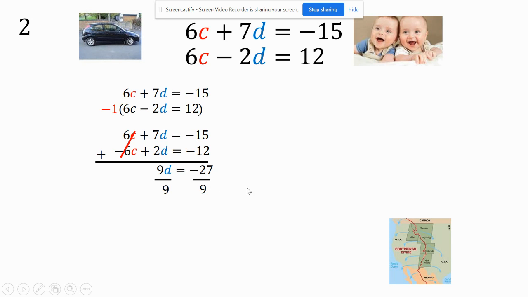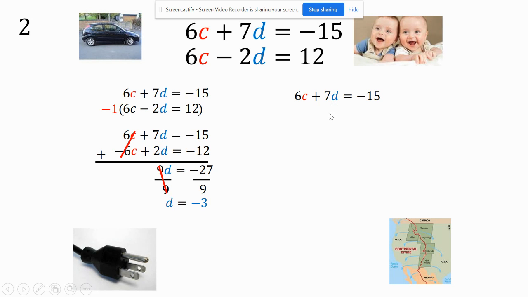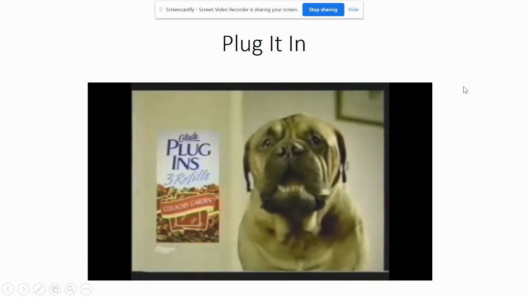Divide each side by 9. The sign popped up here, cancels out, so d is negative 3. So I know d is negative 3. So now I need to come up here. I need to put in one of these values here. And I picked the top one. I'm going to take 7 times this negative 3 here. I'm going to plug it in.